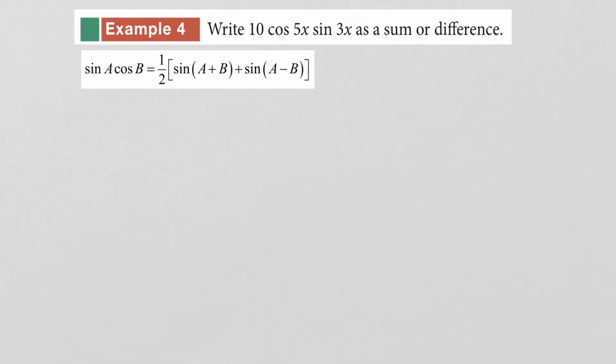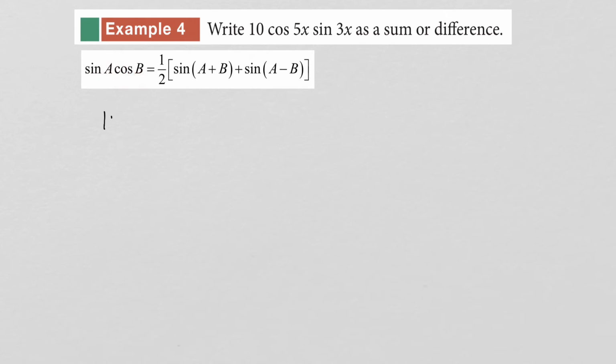In the next example, we are asked to write this expression as a sum or a difference. We have 10 times the cosine of 5x times the sine of 3x. So first of all, I need to identify the formula that we're going to use, and I've already brought that in here. Now, why is this the formula? Well, because we have cosine of one angle multiplied by sine of a different angle. And so that's what you see we have here. Sine of an angle multiplied by cosine of a different angle.